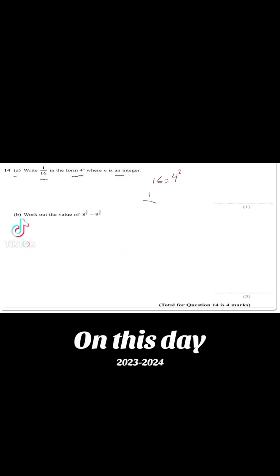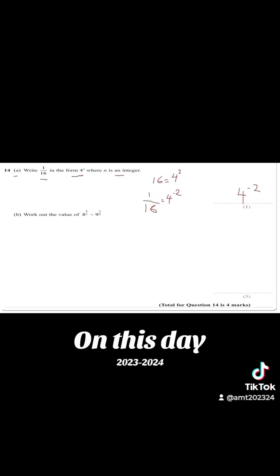So 1/16 is just literally 4 to the minus 2. So the answer is 4 to the power of negative 2. And again, check it if you're unsure. 4 to the minus 2 means 1 over 4 squared, which is 1 over 16.